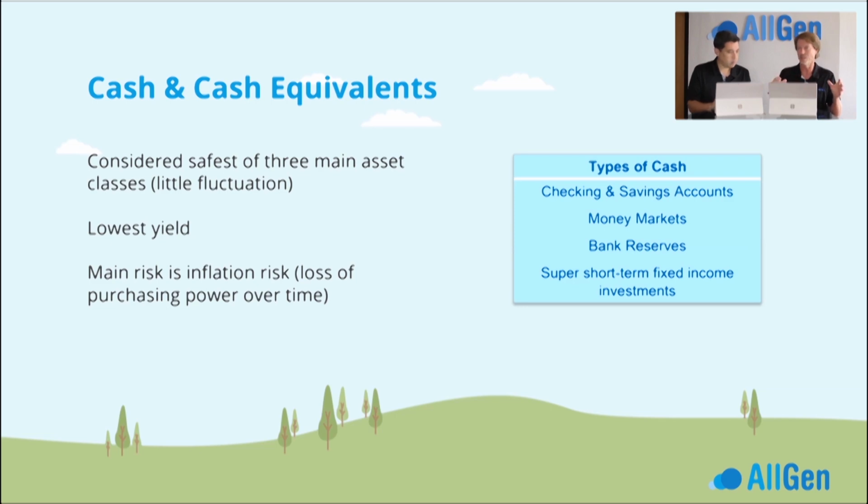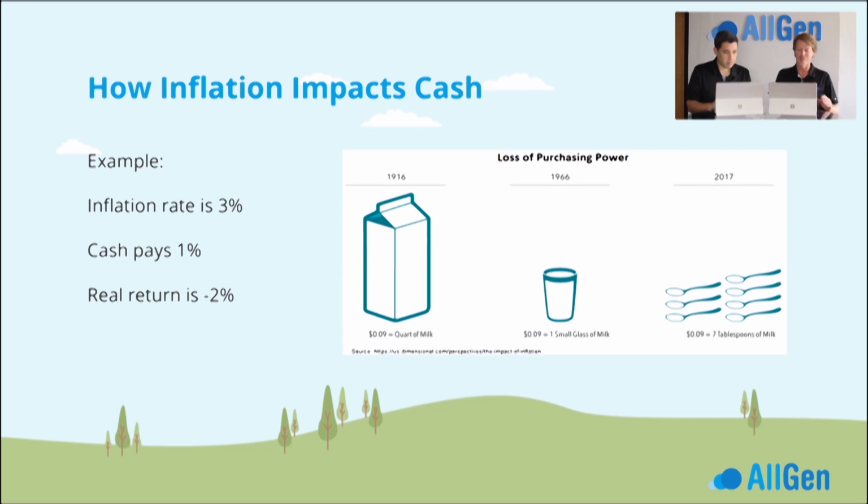That's right. So the main risk with cash is not really the risk of it going up and down. It's inflation risk. Over time, if you look at this little chart here, you see this carton of milk. Back in 1916, a carton of milk cost 9 cents. That same 9 cents in 1966 got a small glass of milk. And in 2017, that 9 cents got you 7 teaspoons of milk. So it's tablespoons, excuse me, tablespoons. Drink them well.